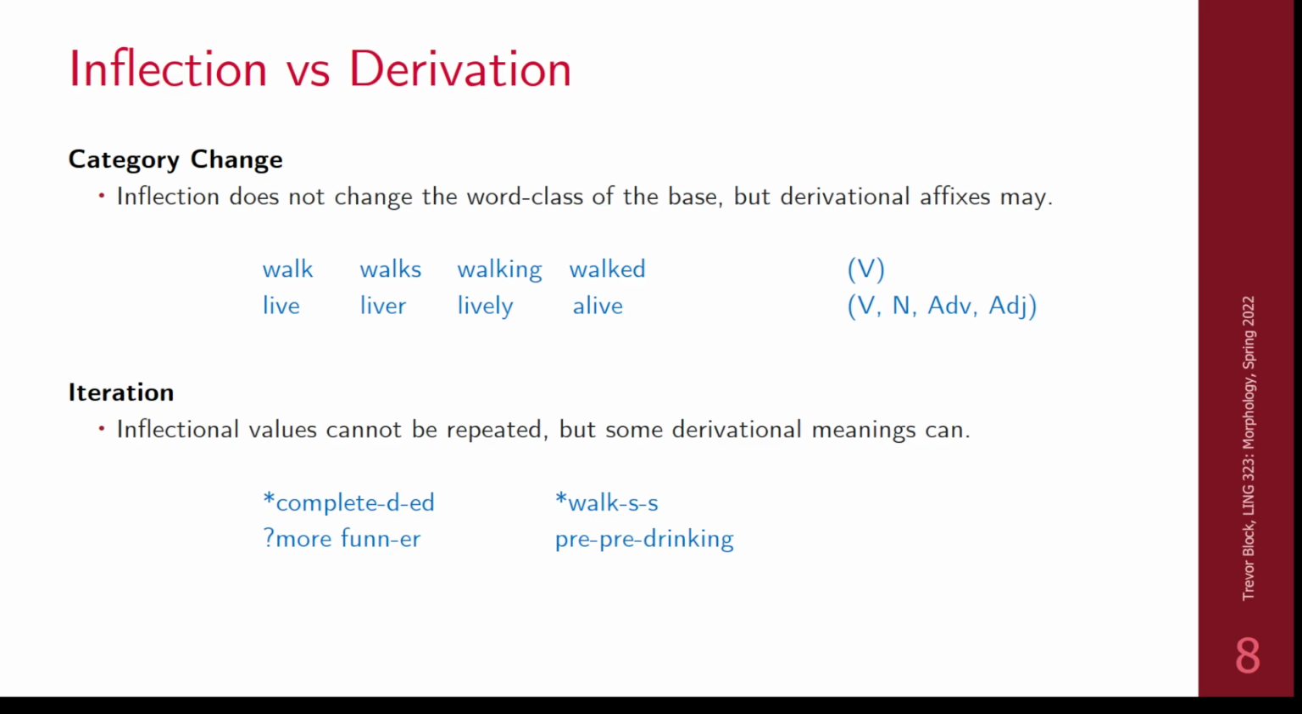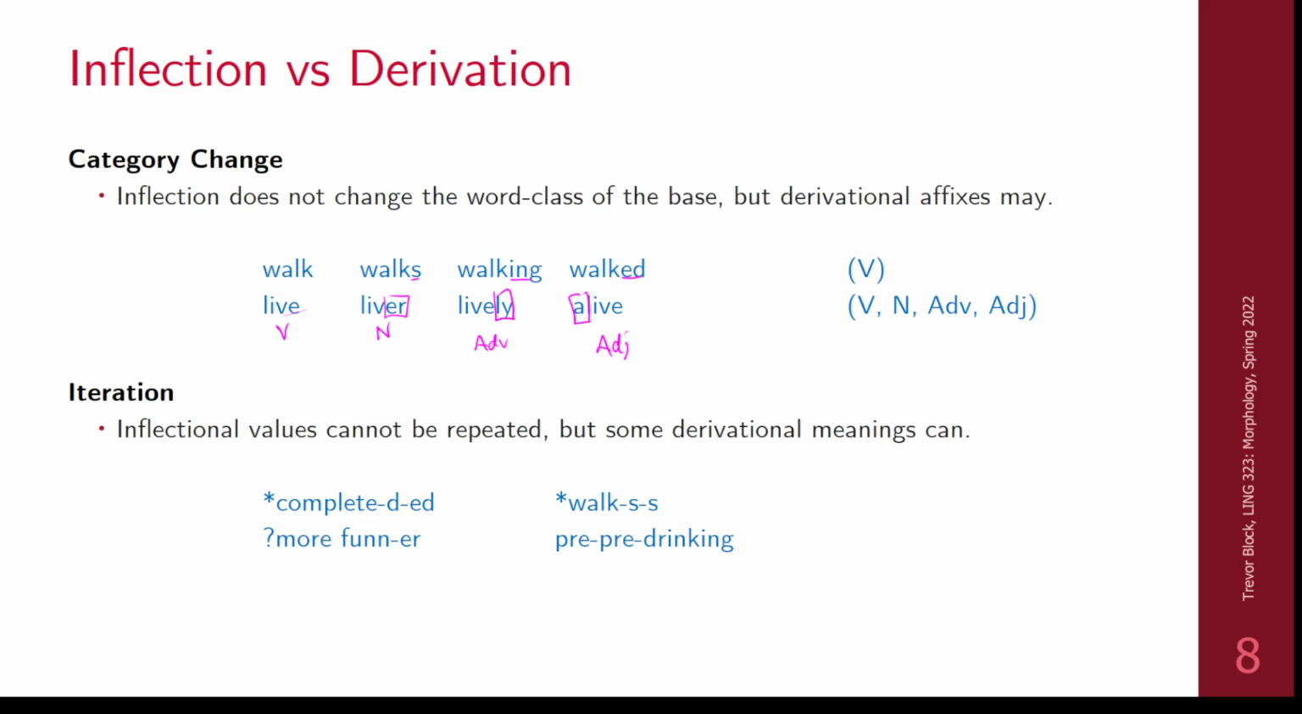Okay, one of the main ones that we know and we use as a simple test is category change. So with inflections, you don't change the category of the word. So walk, walks, walking, and walked, these are all verbs. But with a word like live, so live is a verb. Someone who is a liver, so someone who lives, is a noun. So that appears derivational here. Lively, this is an adjective, so ly appears derivational. And alive, so there's a prefix here, and this is an adjective, so this also appears to be derivational based on category change.